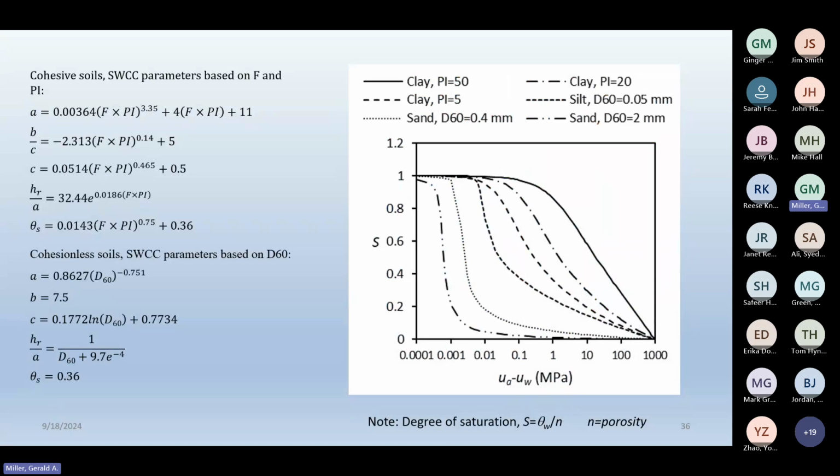Okay. But I used these and I just varied the PI and the percent of fines and generated that series of curves. And you can see that the high PI clay gives you the largest range of suction. And then down to the largest sand particles, you get very low suctions. And these are megapascals. But you can see that the suction range for a coarse granular sand is really quite small. That's why in these cohesionless coarse grain soils, the suction does not play as significant a role.